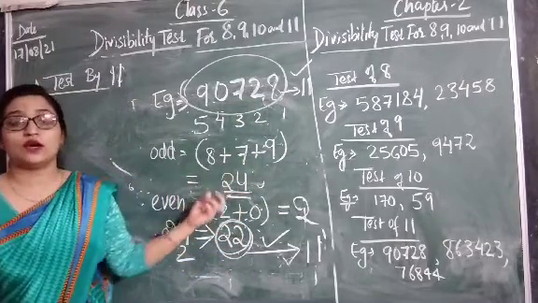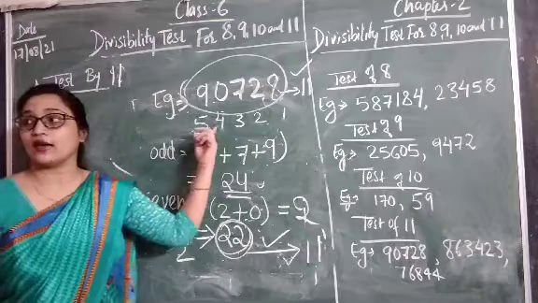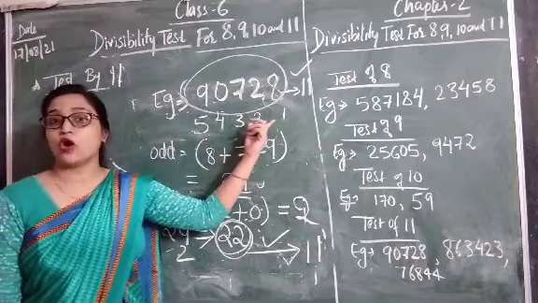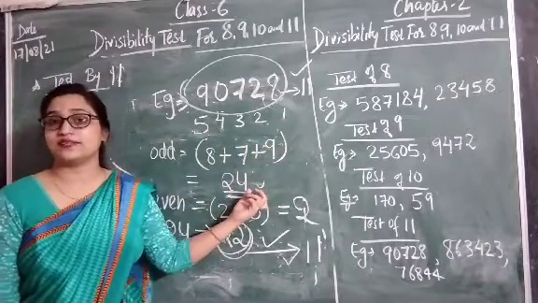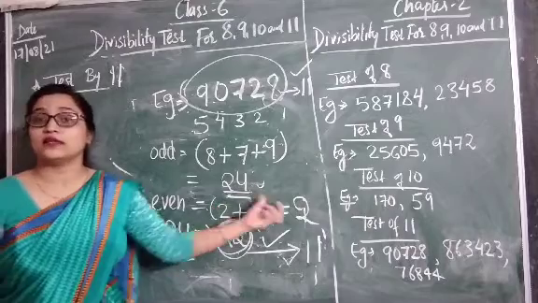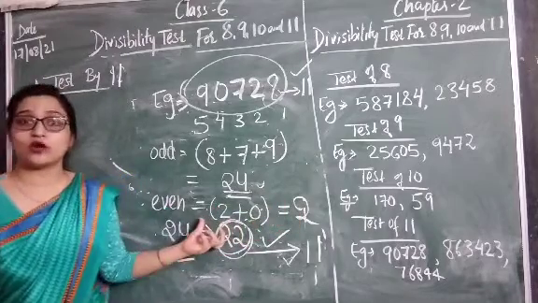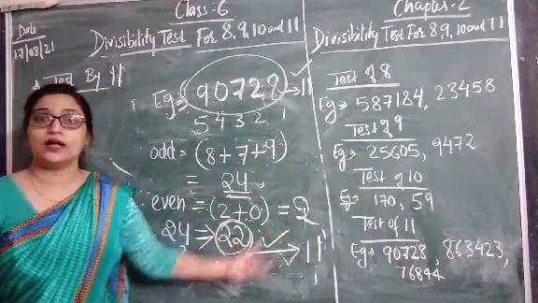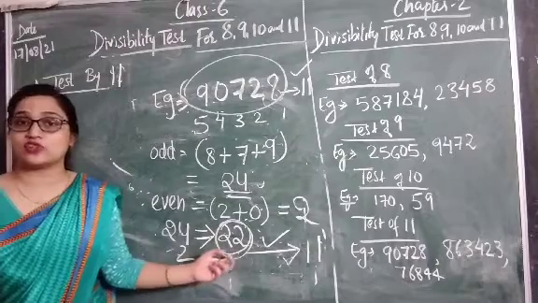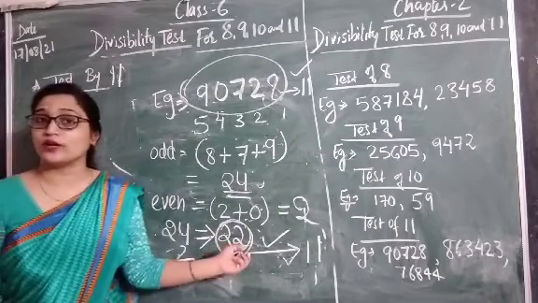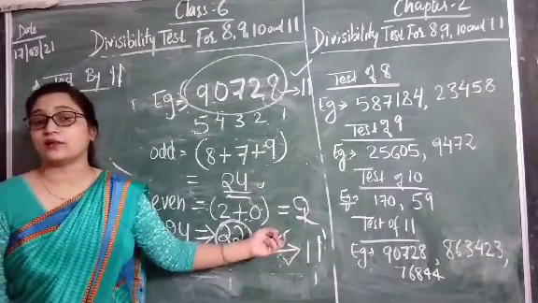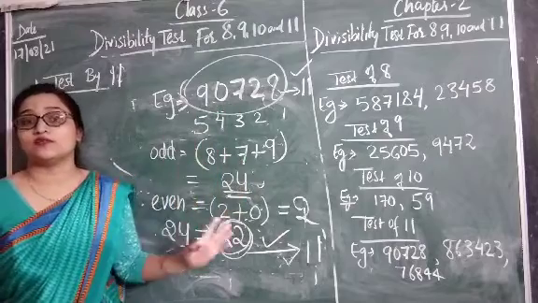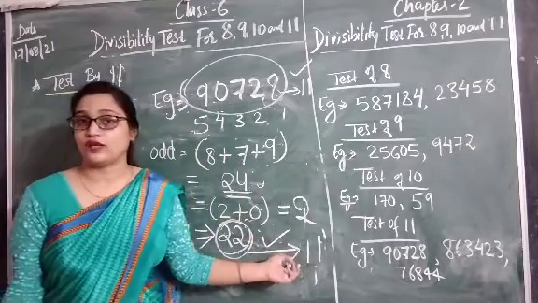So here what we have done is we took the sum of the digits at the even places and odd places, subtracted the even sum from the odd sum and got a number, and the number here is 22. Check whether this 22 is divisible by 11 or not. It is. That means the given number is divisible by 11.